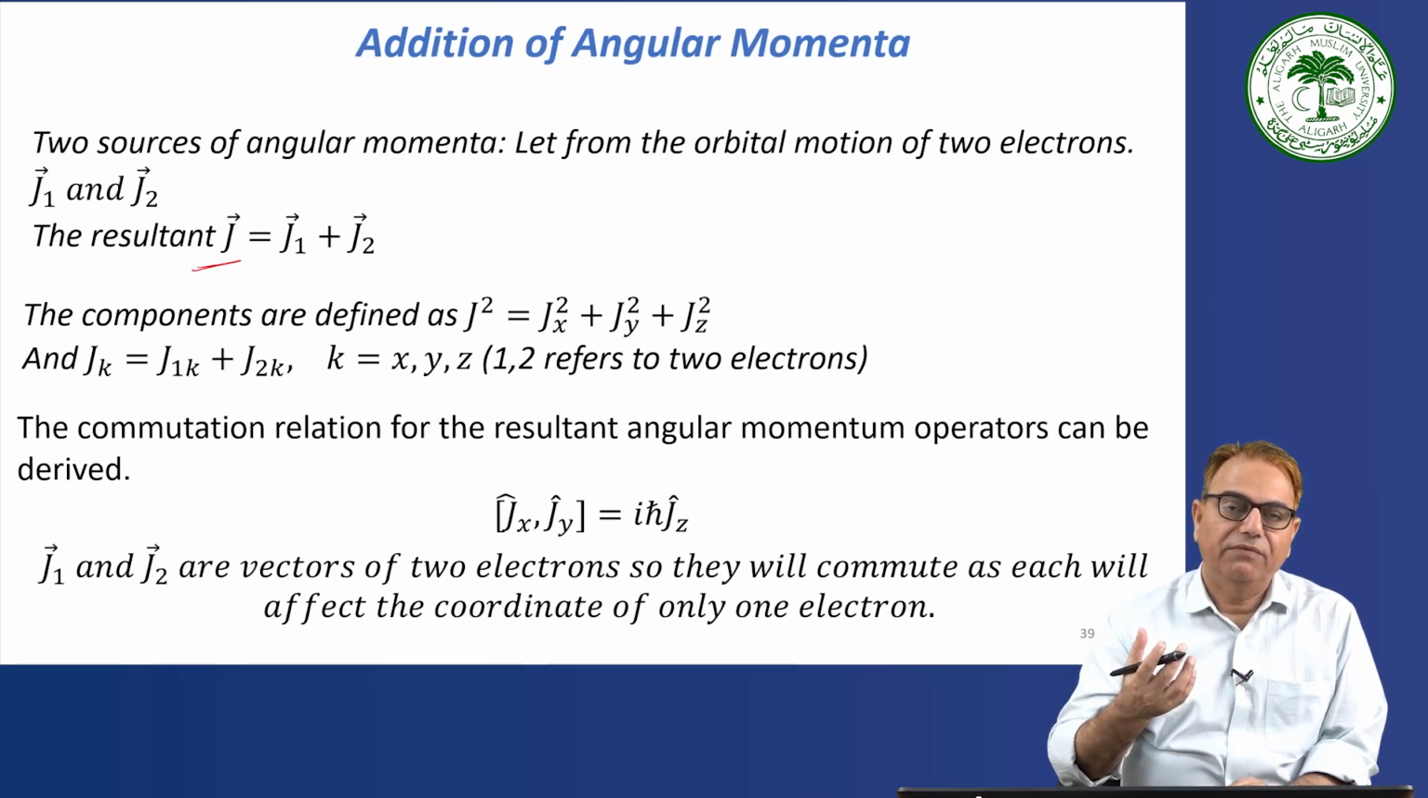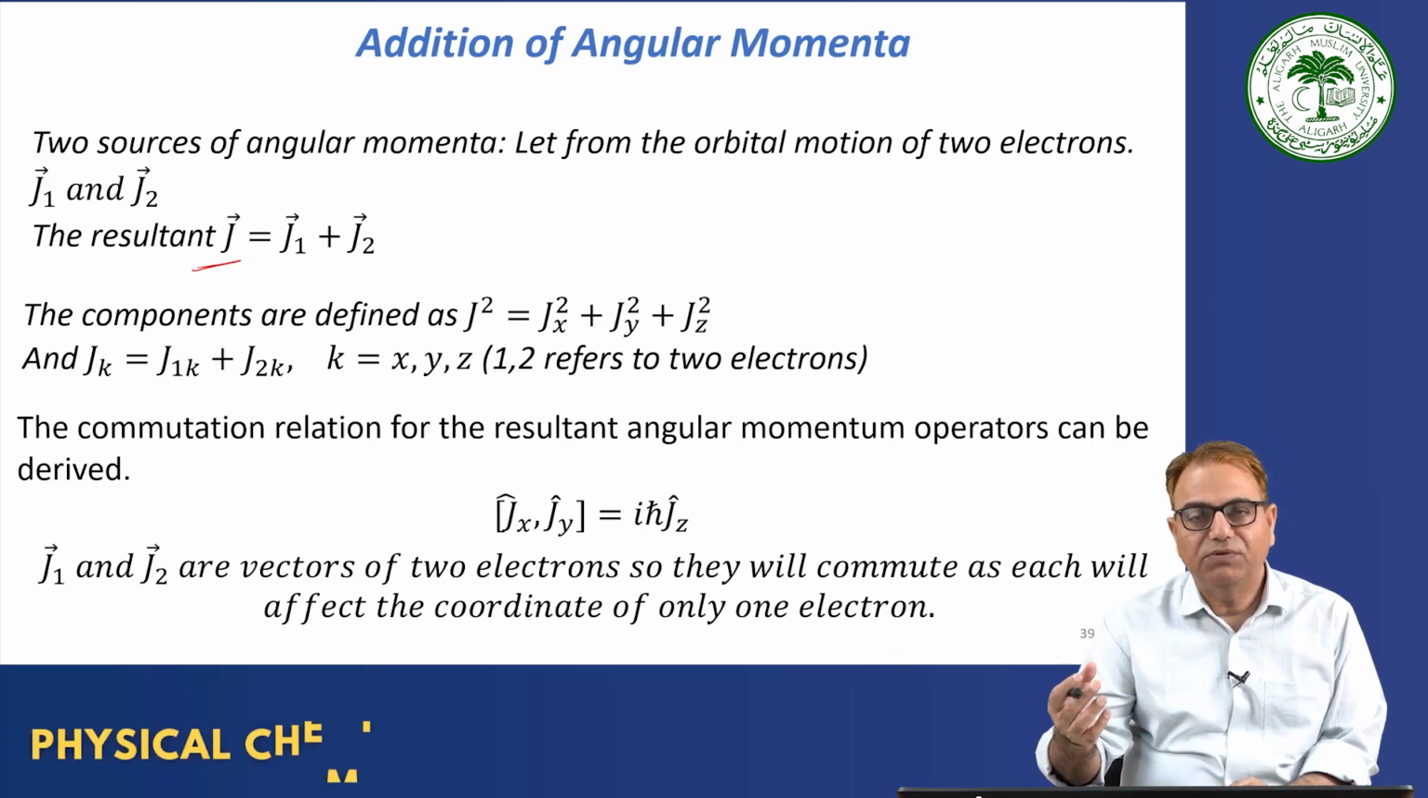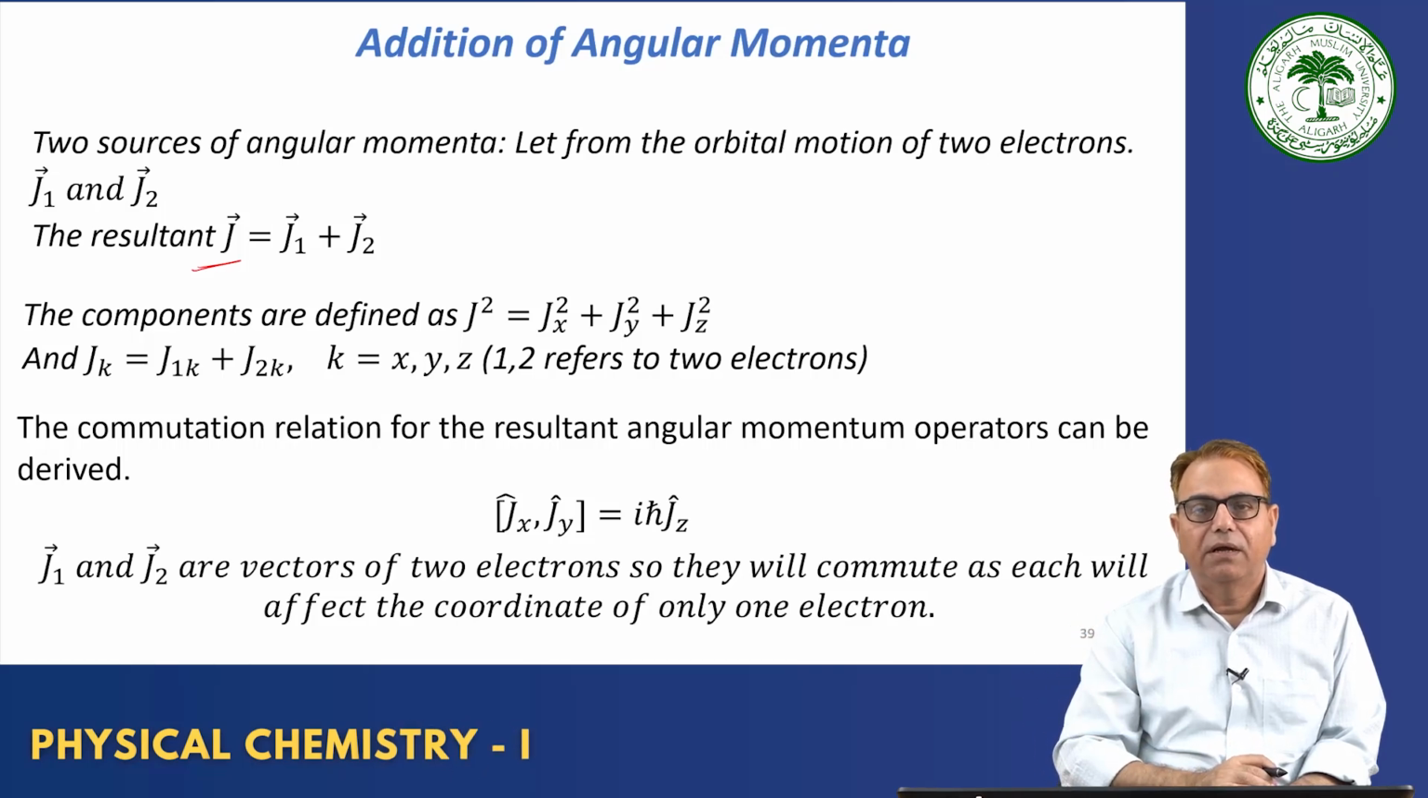Now what will happen with this capital J, the resultant angular momentum? Will the property of this resultant angular momentum be different from the orbital angular momentum or spin angular momentum? Will it follow all the relationships which we have done earlier for the orbital angular momentum or not? Then let me tell you, it will follow every relationship.